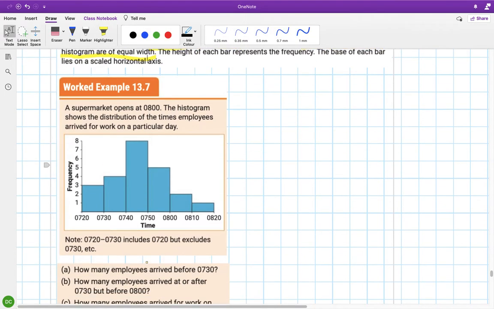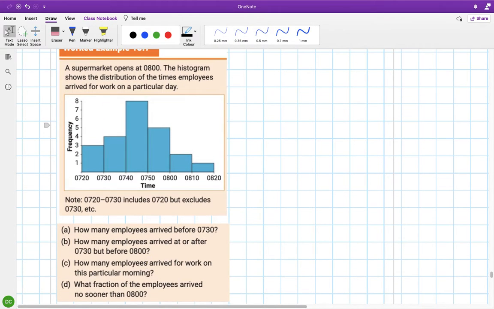Okay, so let's have a look at this one. A supermarket opens at 8 a.m. The histogram shows the distribution of times employees arrived at work on a particular day. Now, because this is continuous data, you'll always have this little thing down here. See the way it says the first bar goes from 7:20 to 7:30. That includes 7:20 but excludes 7:30.